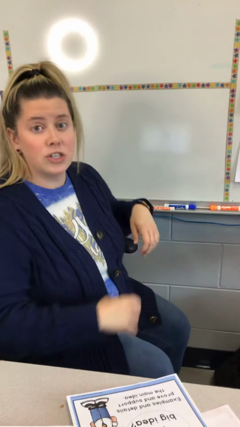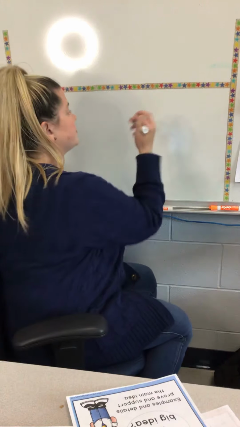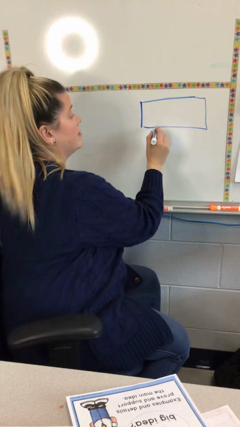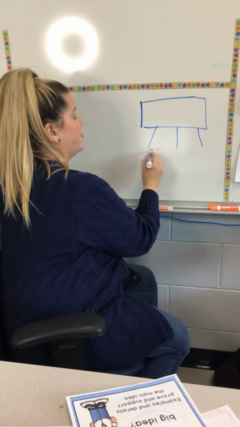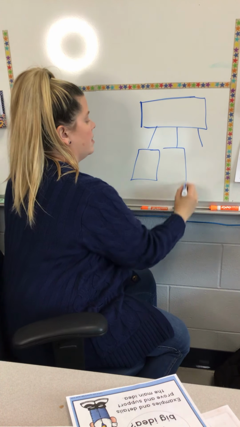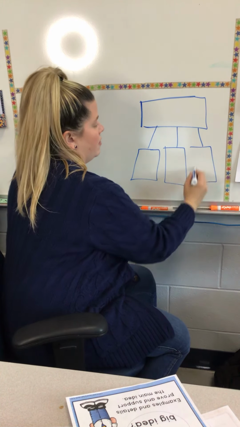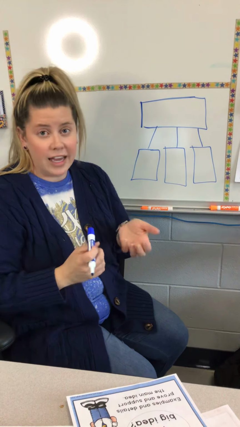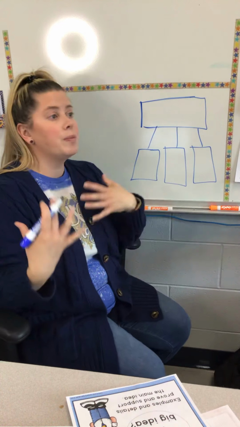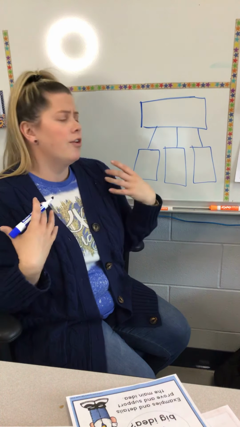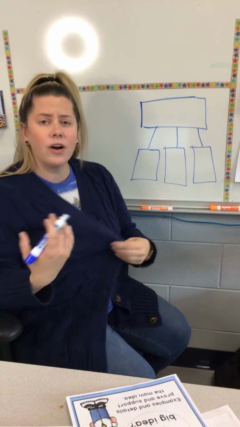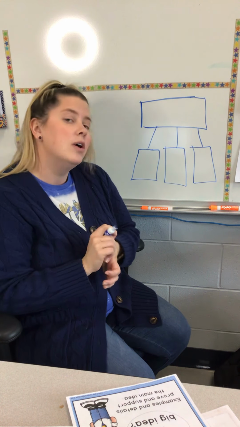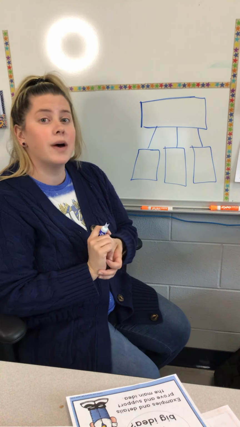Sometimes we use a chart like this. We have a box that has our main idea, and then we have three smaller boxes, just like that. Think about our story from a couple weeks ago, Life on the Ice. They talked about the North Pole and the South Pole, the coldest places on Earth, and how hard it is to live or work there. What do you think the main idea of that story was?